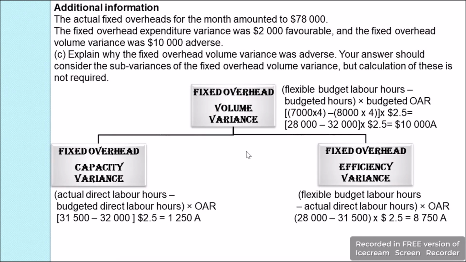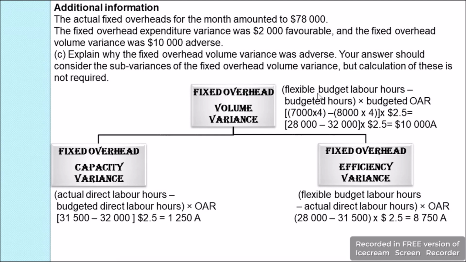However, I am going to do the calculation and show you how the variance and the subvariances have changed and why it was an adverse variance. And then we will proceed and answer the question. Just for understanding, we are doing these calculations. So we know that the fixed overhead volume variance has a formula of flexible budgeted hours minus the budgeted hours times the budgeted OAR, that is overhead absorption rate, and it was already given that the fixed overheads were absorbed on the basis of labor hours and the rate was $2.50.